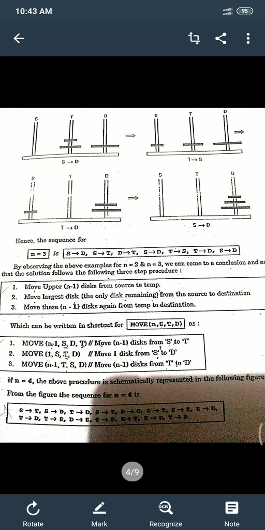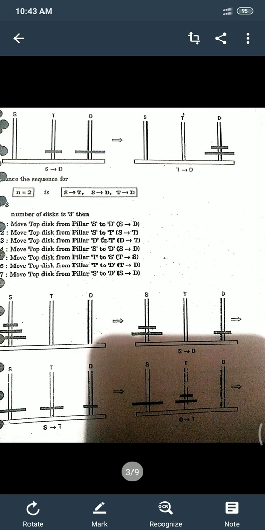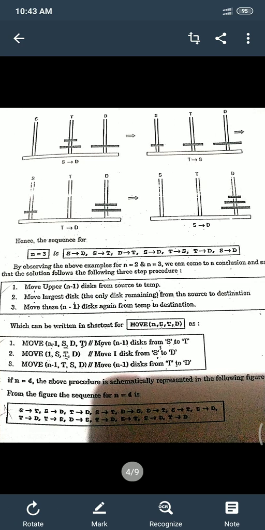I hope you could see the example and the steps which we have made here. Just go through the material.